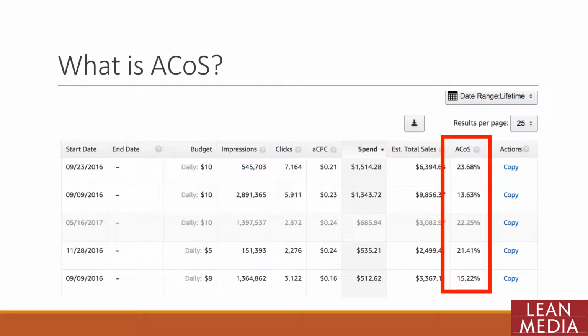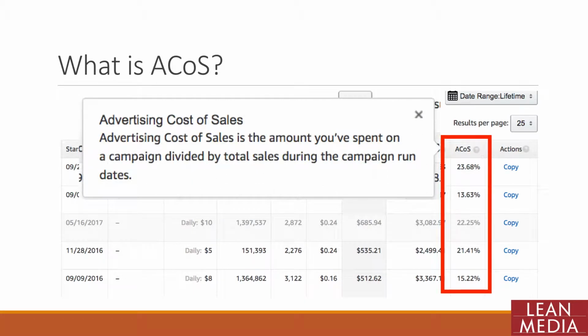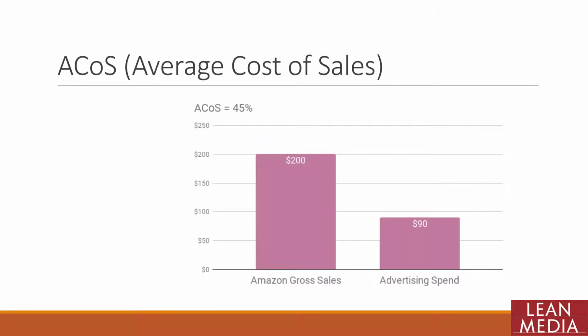And if you go to your AMS dashboard, you'll see the ACoS figure, average cost of sales, and it's expressed as a percentage, and when you first look at it, you might not understand what it means. But if you click the little question mark, you'll see a bubble that pops up, and it says this. And basically, it's the amount you've spent divided by your total sales during the campaign. And let's break an example down here.